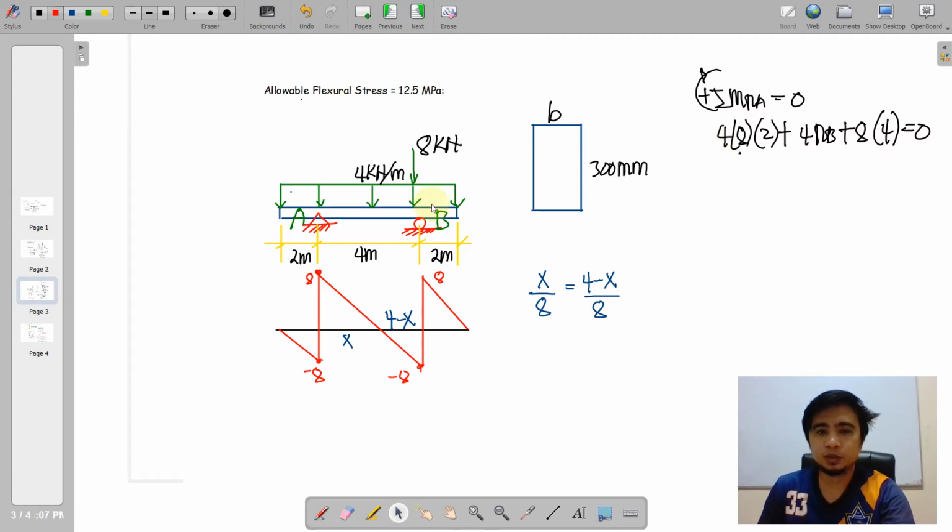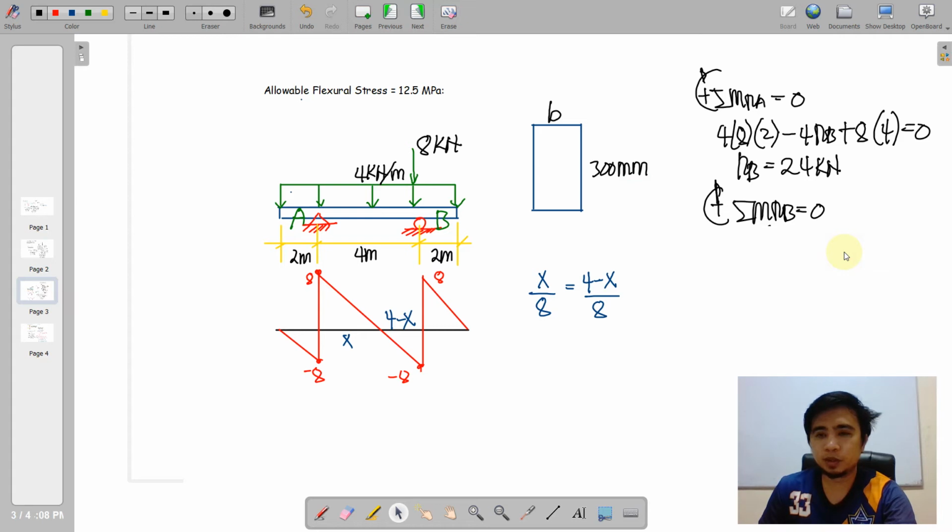Summation of moments at point A, we have 4 by 8. The overall dimension of this rectangular load is 8 meters. So 4 by 8 times the moment arm of 2, plus 4 RB, plus 8 times 4. Perhaps this shall be negative. So that should be negative, and then we'll have an RB of 24 kilonewtons.